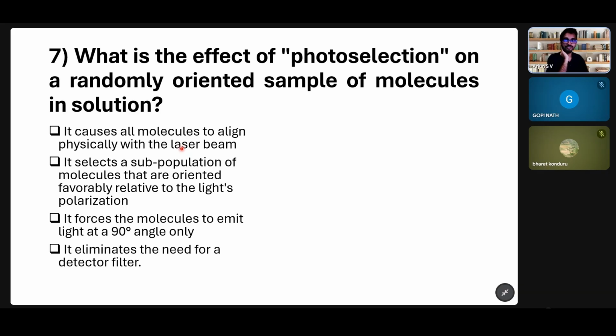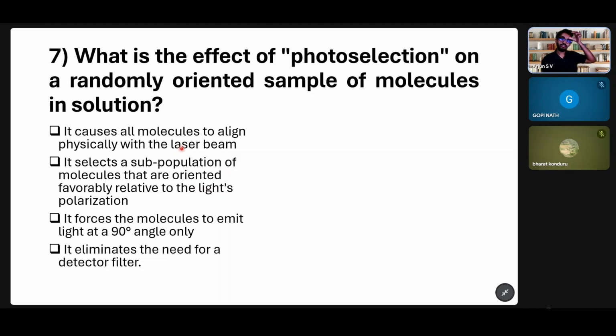What is the effect of photo selection on a randomly oriented sample of molecules in a solution? So just now in question number one, we discussed photo selection, which is your selection of light molecules after polarization. So what is the effect of photo selection on a randomly oriented sample of molecules in a solution? So the options are, one second.